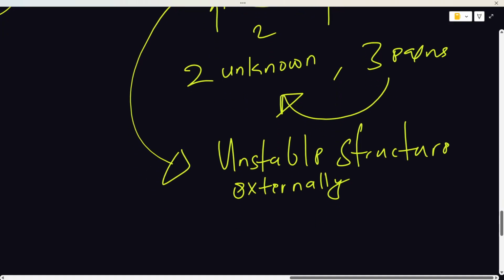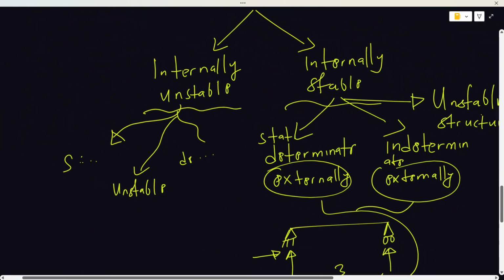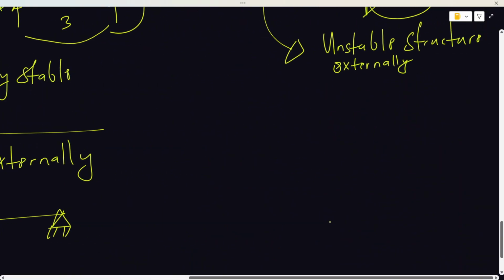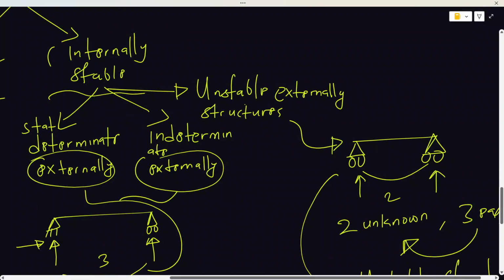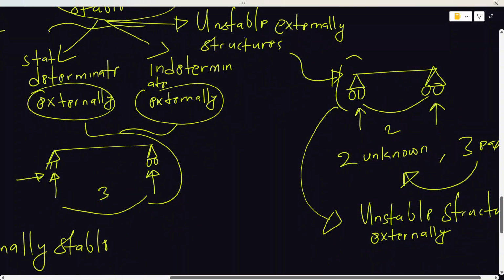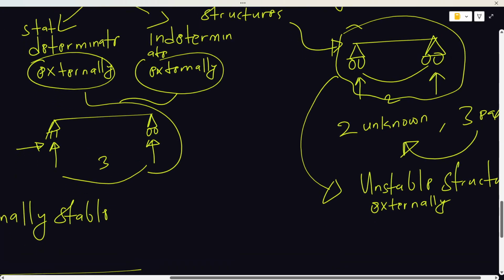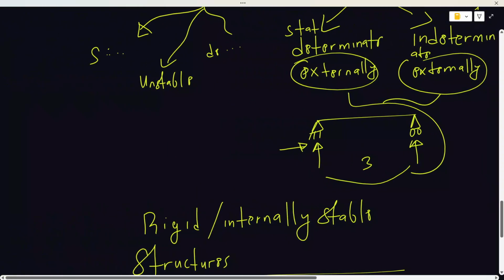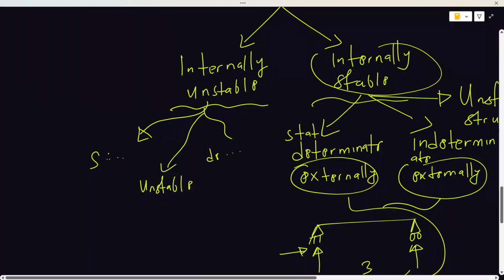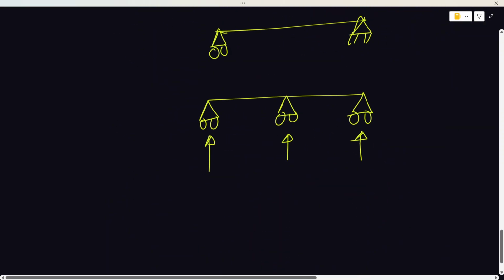Now, apart from a structure being internally stable or unstable, you can see that for this case, an internally stable structure can be considered unstable because of what just happened, the two unknowns and everything. Also, you should know that it is possible for an internally unstable structure to be unstable externally also. So, knowing this, we can now continue with what we're doing.